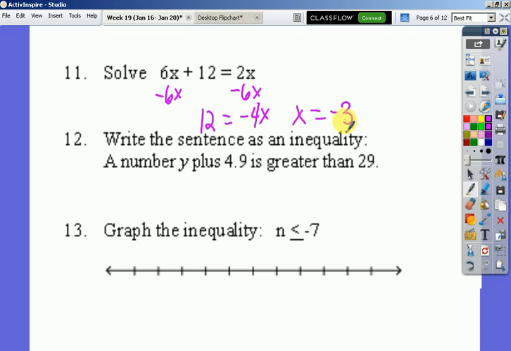Okay. Number 12. This is something that we had some issues with in chapter 5 when we were doing shading, and we had word problems. So you want to make sure that you have a strong foundation of the basics here, even if you know what greater than is. It says, write the sentence as an inequality. A number y plus 4.9 is greater than 29. So how will I write that?